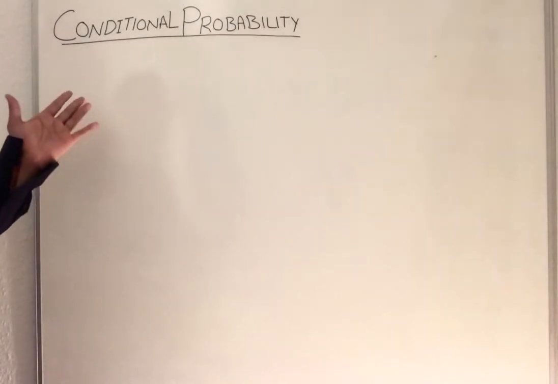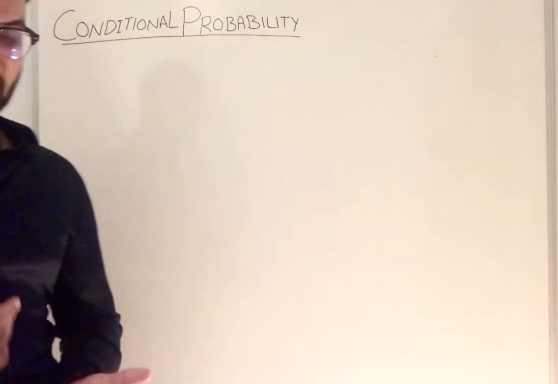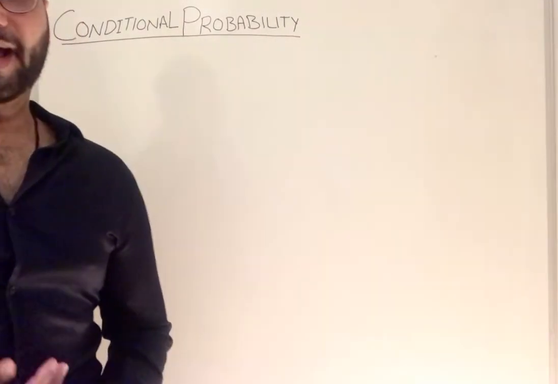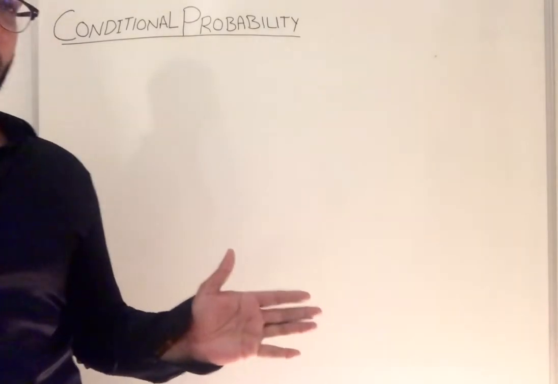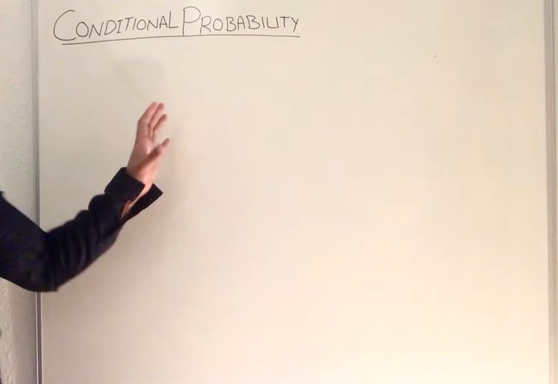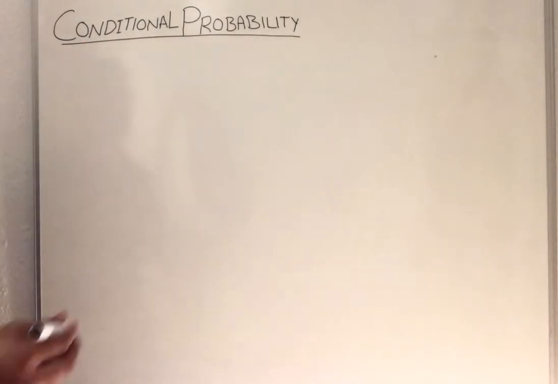We need to define conditional probability. What is a conditional probability? They will give us a condition. We have to take that condition into account and find the probability. Before that, to understand conditional probability, I can explain one example.